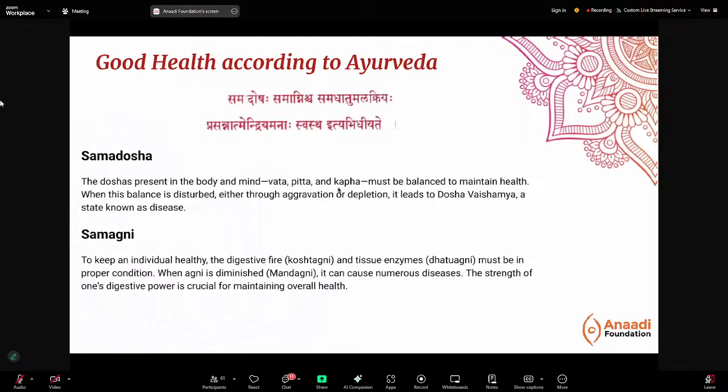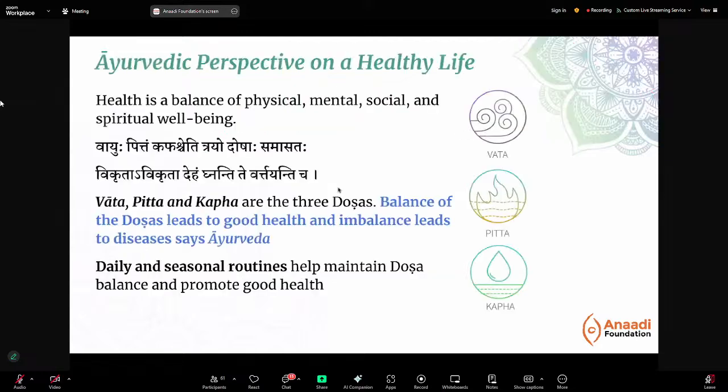And what is the definition according to Ashtanga Hridaya? It says, Vayu Pittam Kafascheti, Trayodoshaha Samasataha, Vikrita Avikrita Deham Ghnanti Vartayanti cha. Vayu, Pitta, Kapha: there are three doshas, which are Vata, Pitta and Kapha. In summary, Vikrita, Avikrita. Vikrita means disturbed. Avikrita means undisturbed.